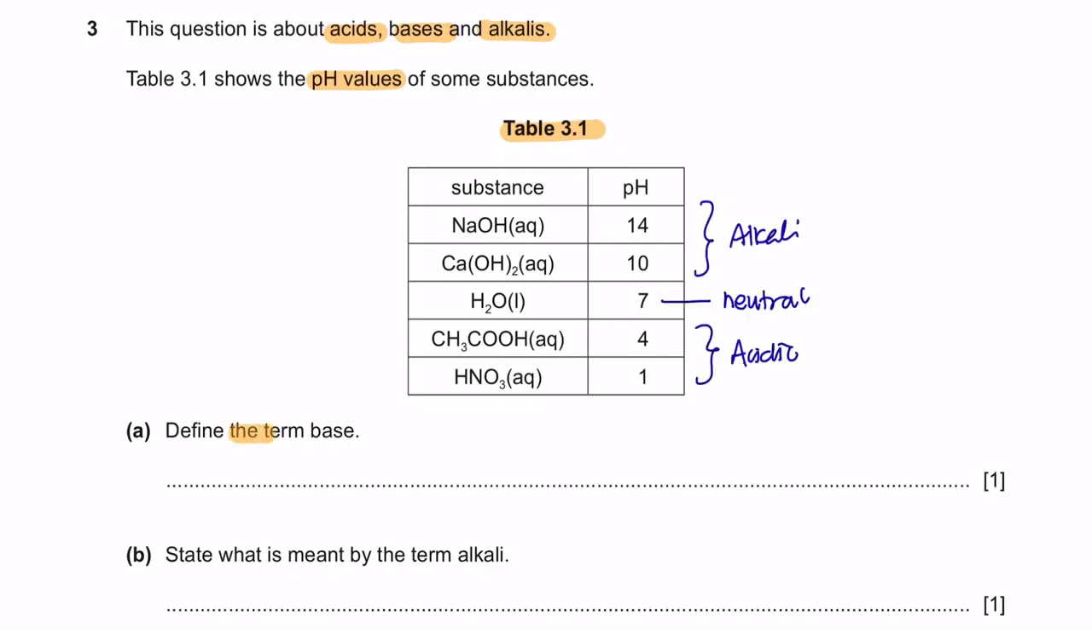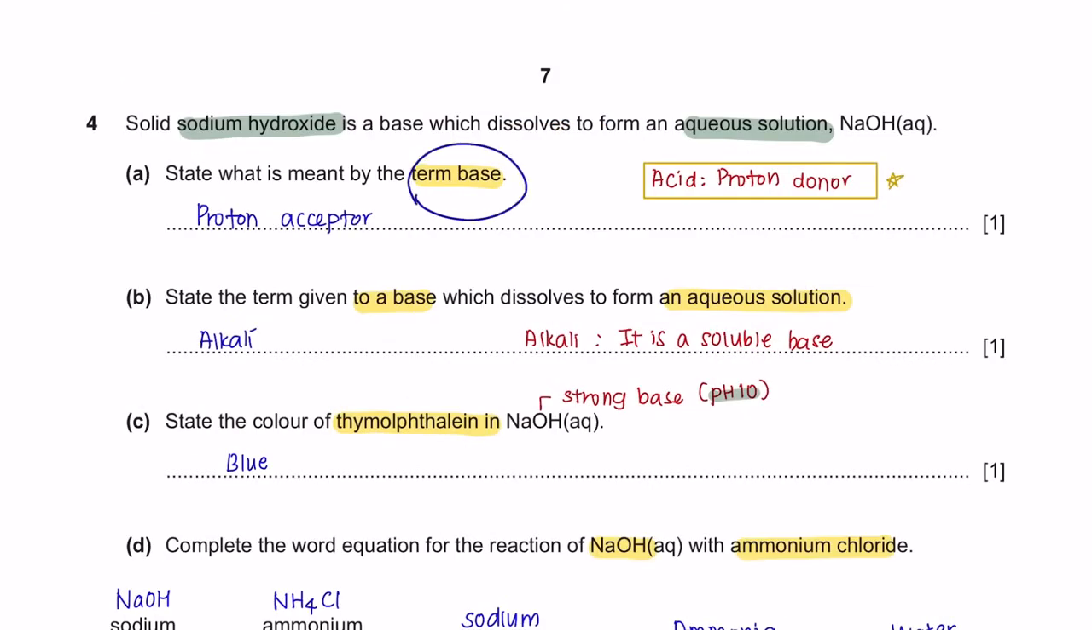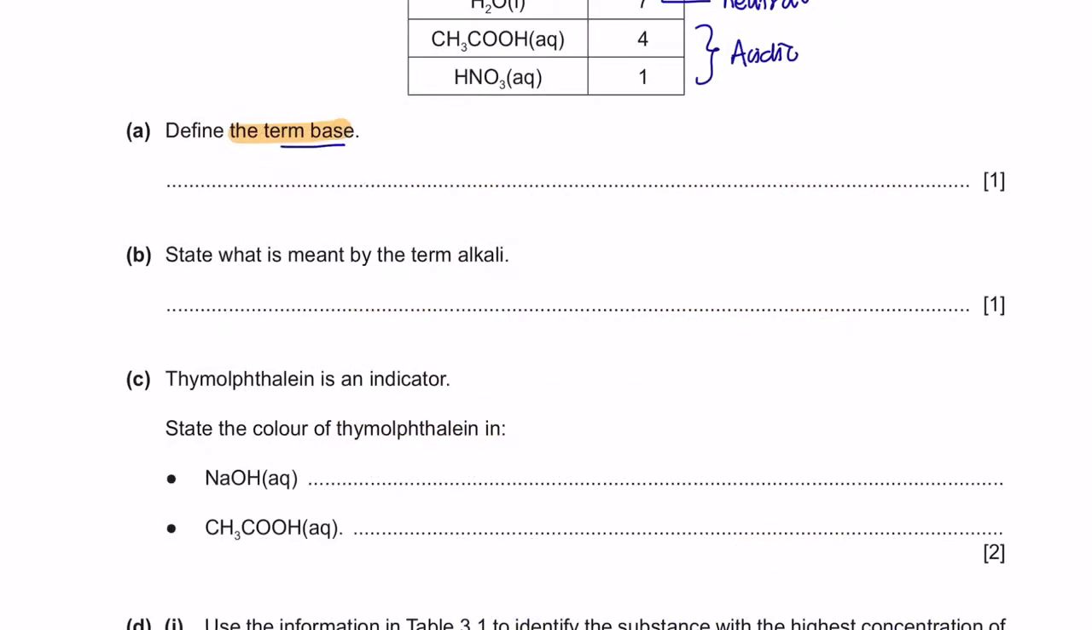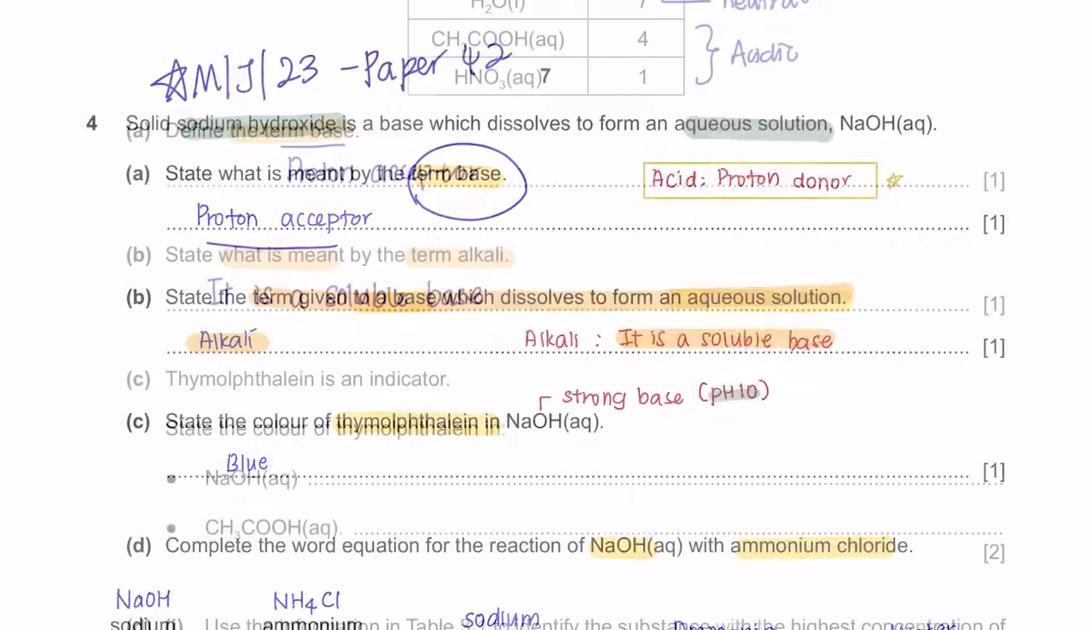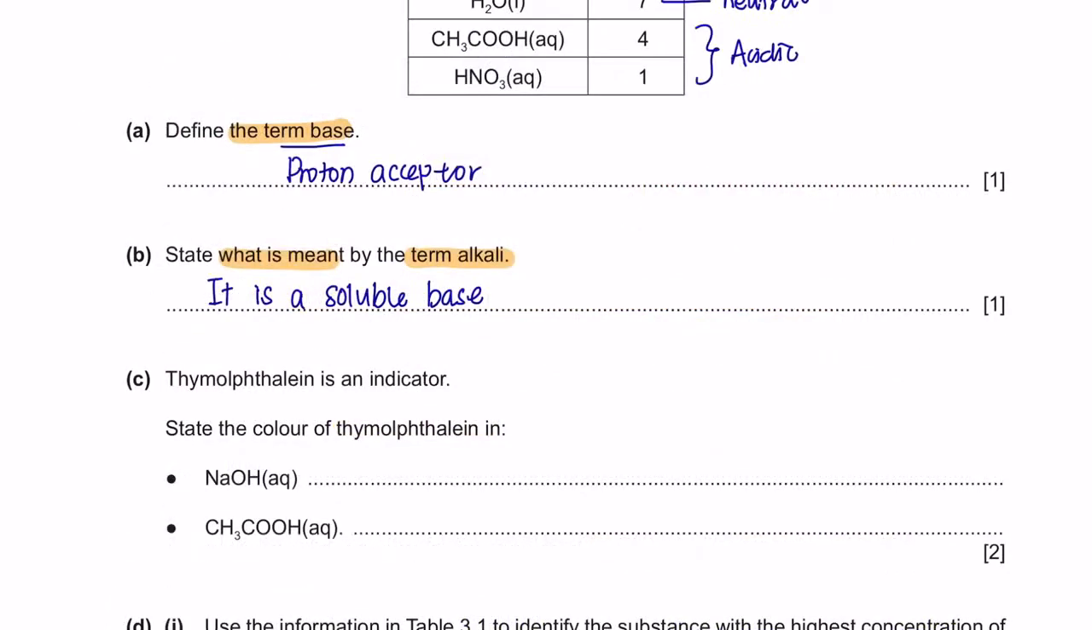Question A. Define the term base. The same question has been asked in the May-June paper. So the term base means proton acceptor. Next, part B, state what is meant by the term alkali. In the past year question, they have asked you to state the term given to a base which dissolves to form an aqueous solution, which is an alkali. So alkali means that it is a soluble base. As you can see, practicing past papers can be really helpful because there are many repeated questions.